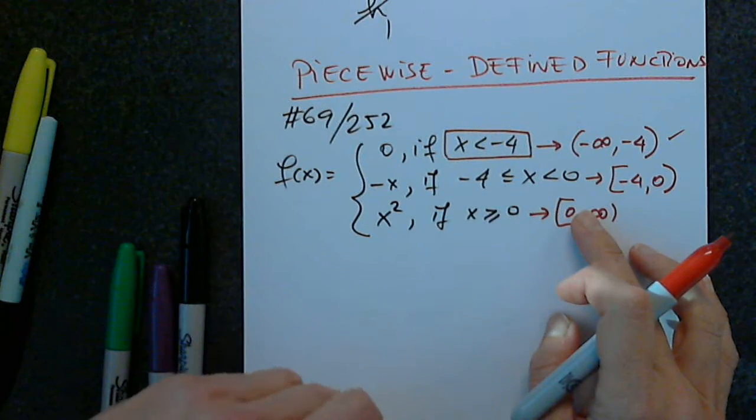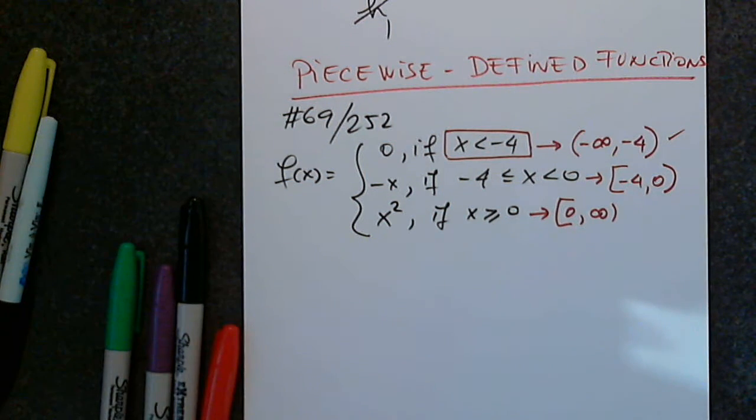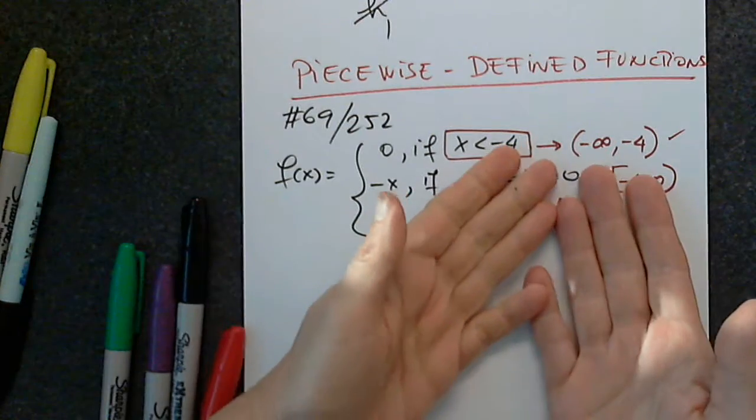Good. Okay. So here's my next step. I did all this for two reasons. You're going to see the second reason in a moment. But the first reason is to find the domain. So let's see what we have.